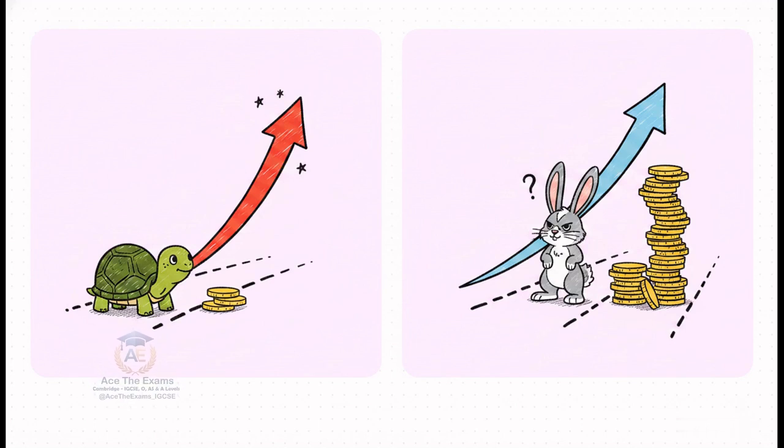Take Pedro, for instance. He deposits $2,500 at a very healthy 5% compound interest. Meanwhile, Marta starts with a massive advantage, $4,000, but she's only getting 2% compound interest.